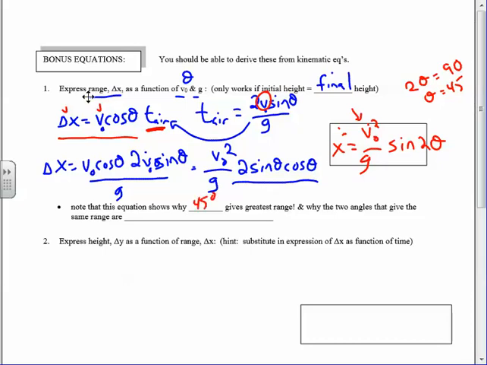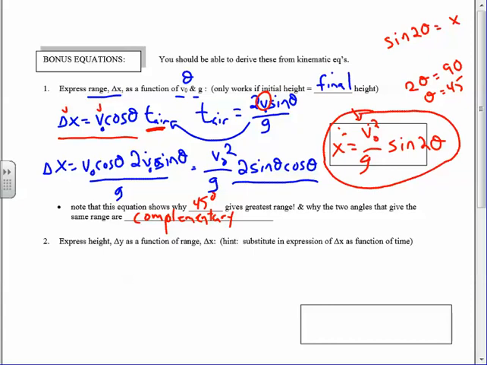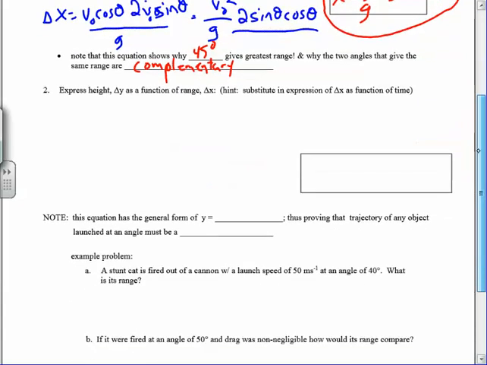And secondly, when I do sine of 2 theta equals some number, let's call it x, there are 2 solutions to that. And both those solutions are complements of each other. I'll leave it to the math people to show why that is, but that is where we see that 2 angles that give us the same range are complementary. Okay, so this is a really nice equation. Very, very useful. So we can go down here and do a problem.